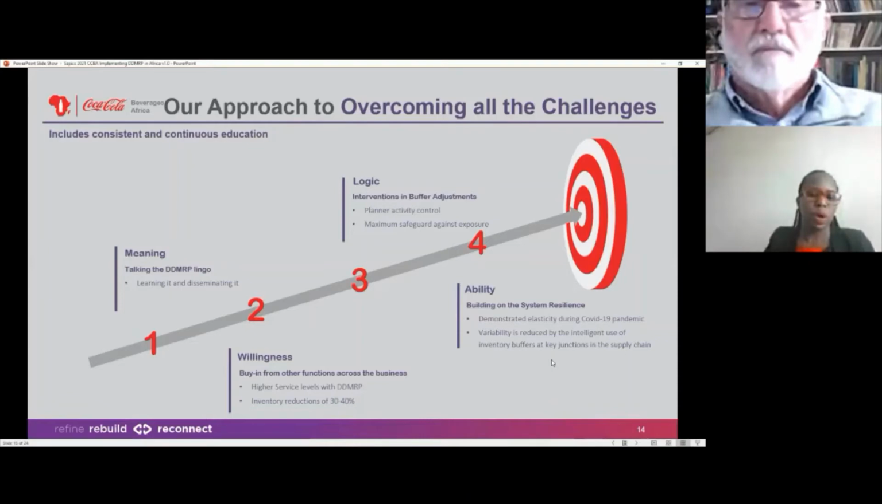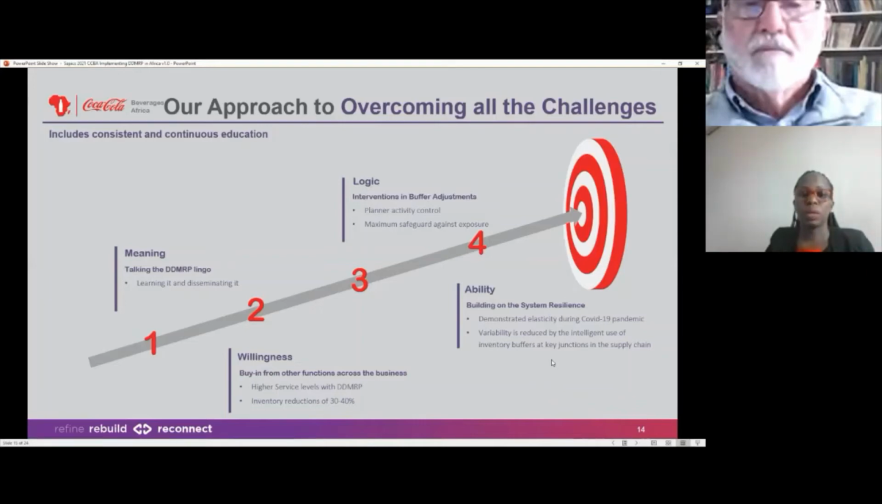We also went into the willingness, where we engaged the different functions on the benefits of what the DDMRP system can bring to the table: the high service levels of DDMRP, as well as the inventory reductions of about 30 to 40%, that the team and the entire functions across the business bought into.